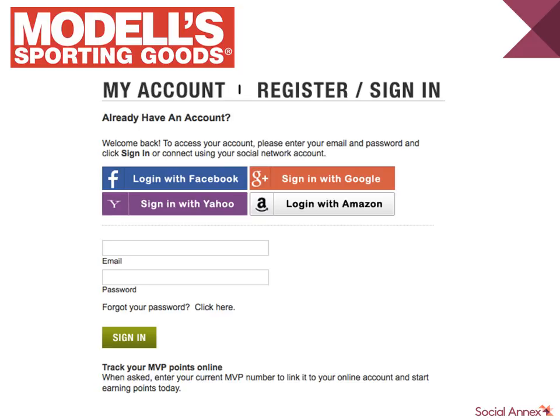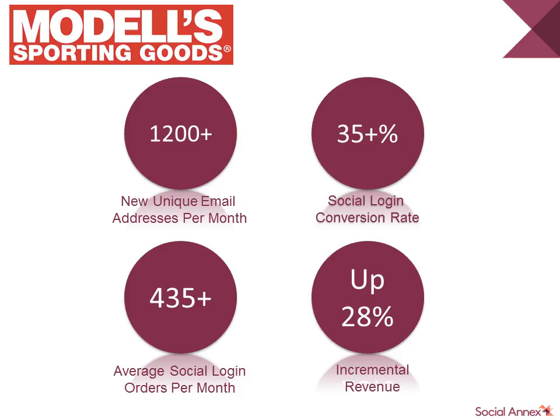Models is a success case that we're seeing with the social login solution. Models is seeing over 1,200 people a month create an account or log into their account via the social login solution. And these people who are logging in via social login are converting above 35% month over month.